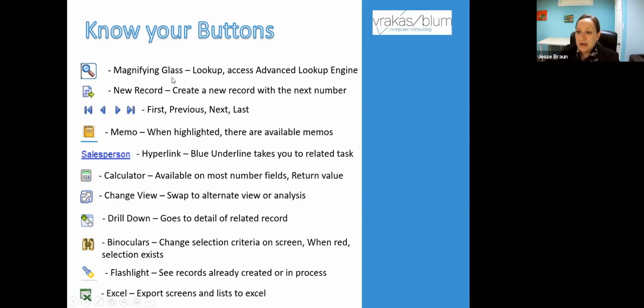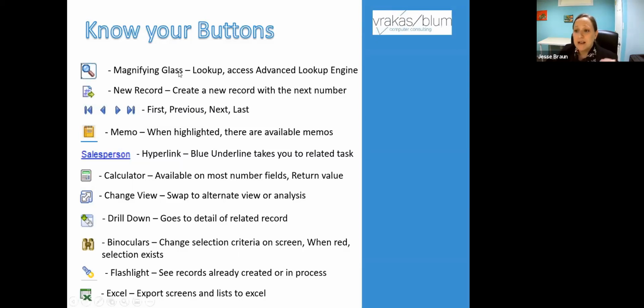We've got our very standard, typical magnifying glass. This is available for all of our lookups and takes you to what's called the advanced lookup engine. This is where we can customize our views. And I do have a ton of content to cover here, but if I have a little time at the end, I'll show you those custom lookups a little bit.